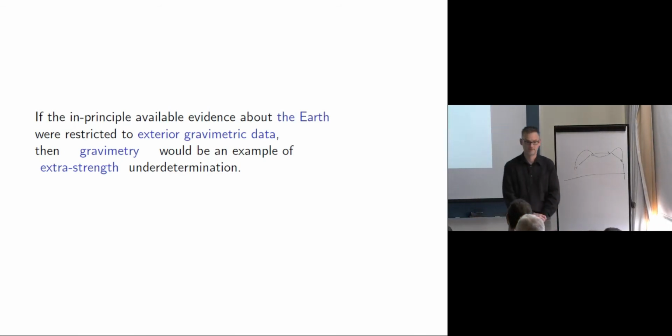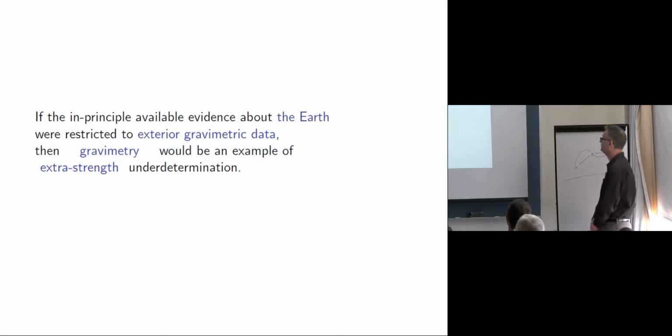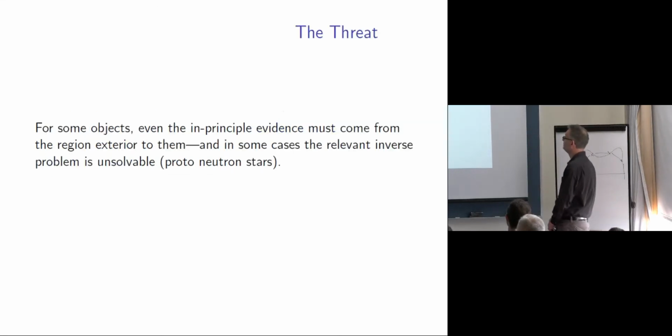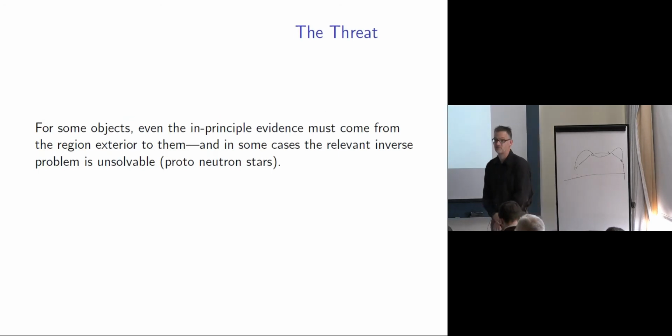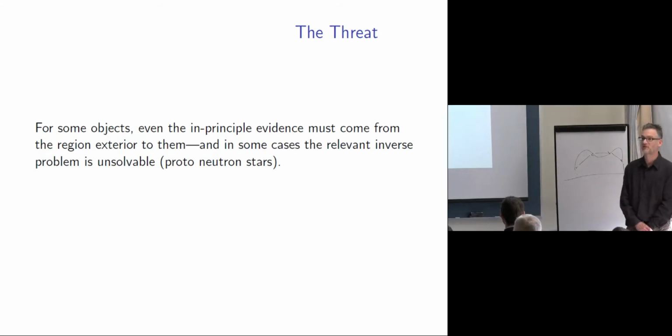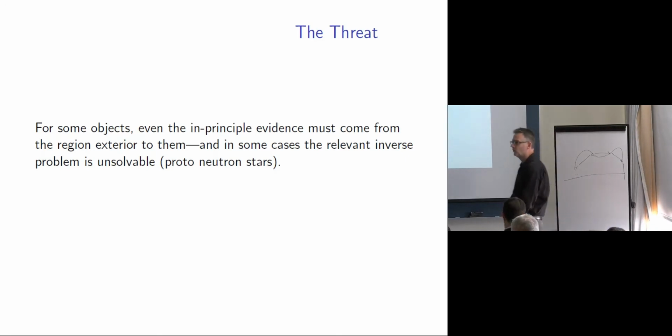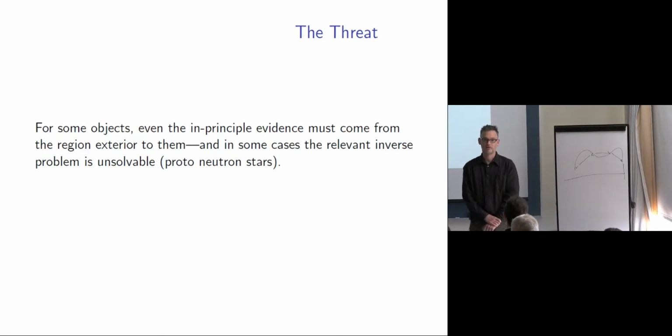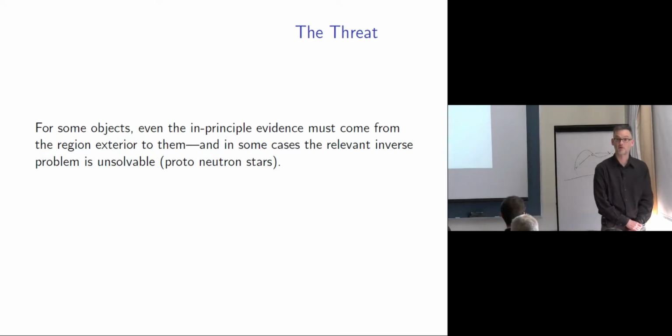But for some objects, even the in-principle evidence must come from the region exterior to them. So I'm thinking like stars, for instance. I'm thinking we can't make direct measurements of the interior of a star. But you could be like, oh, but what if we did the X-ray thing, right? Is this going to get us all the way to extra strength underdetermination? No, because think about the X-ray thing.